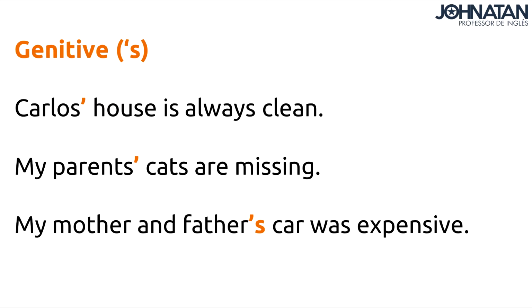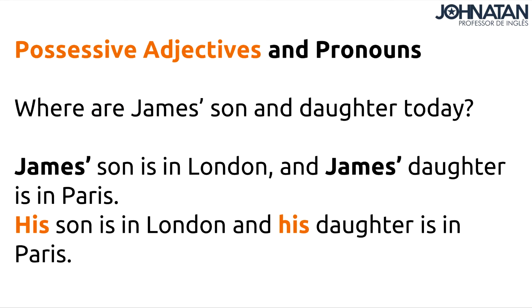Now that we are done with the genitive, we will move on to the possessive adjectives and pronouns. Possessive adjectives and pronouns are used instead of the genitive in order to avoid repetition. For example, where are James's son and daughter today? Instead of repeating James in the answer, we can, and probably should, use a possessive adjective instead. His son is in London and his daughter is in Paris.